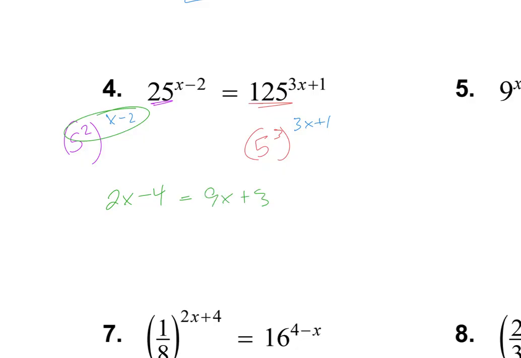Well, how do I know that's equal? Because now our bases will both be 5, and if the exponents are equal to each other, then they're equal. I'm going to subtract 9x to get negative 7x. I'm going to add 4 to get 7. And x is negative 1.